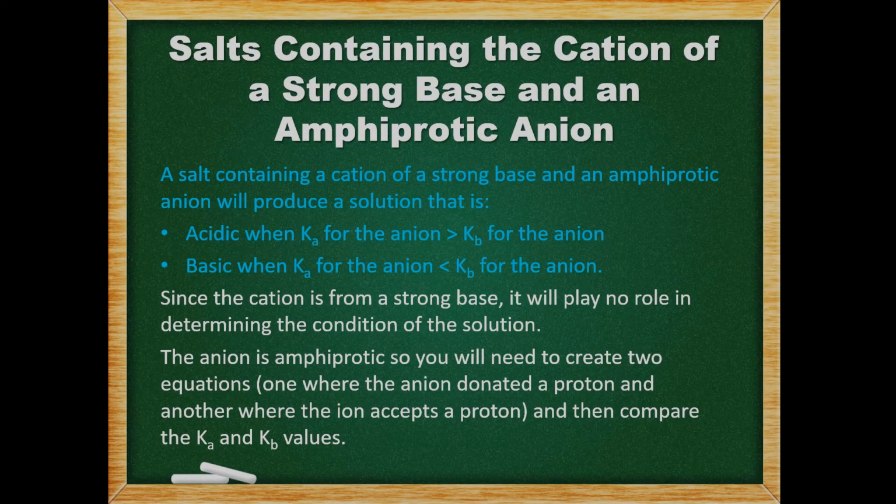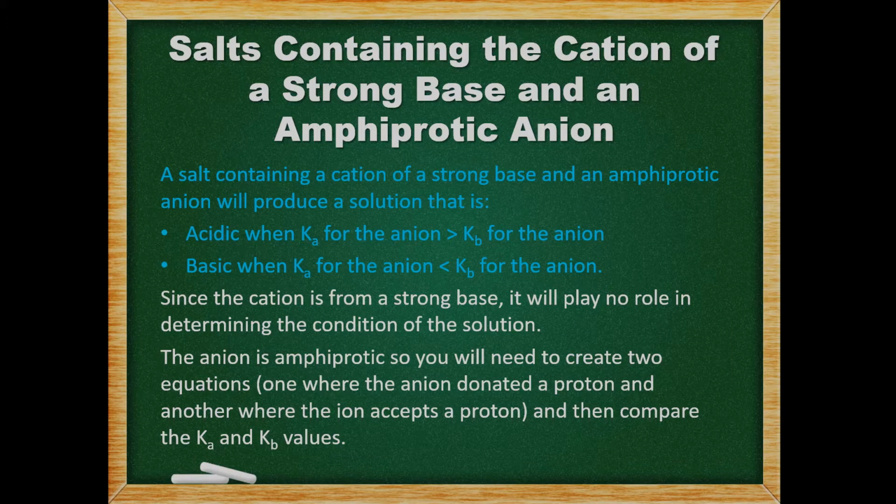A salt containing a cation of a strong base and an amphiprotic anion will produce a solution that is acidic when the Ka for the anion is greater than the Kb for the anion, or basic when the Ka for the anion is less than the Kb for the anion. Since the cation is from a strong base, it will play no role in determining the condition of the solution. It is simply a spectator.